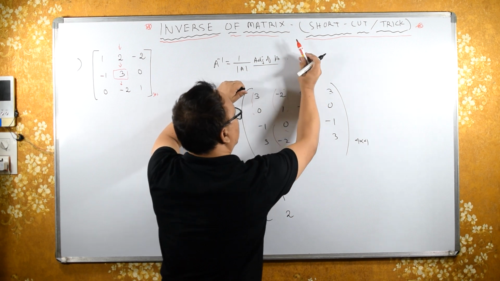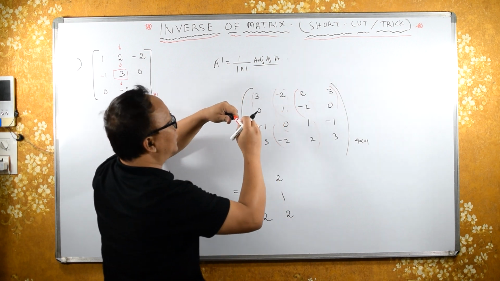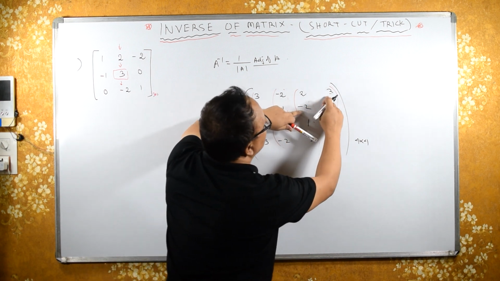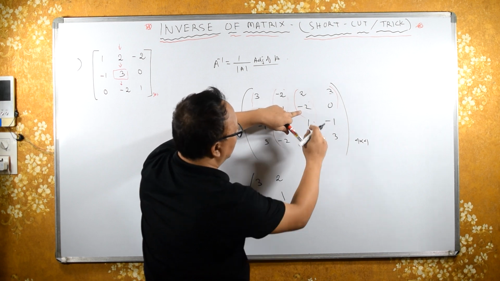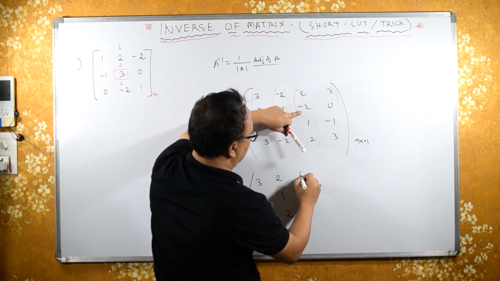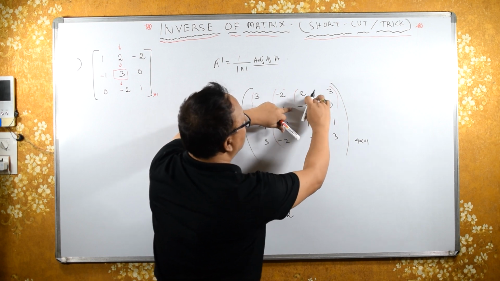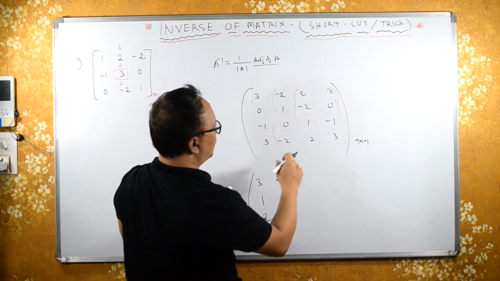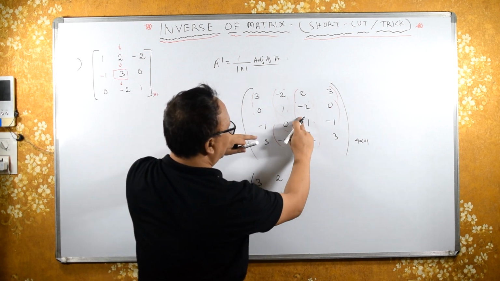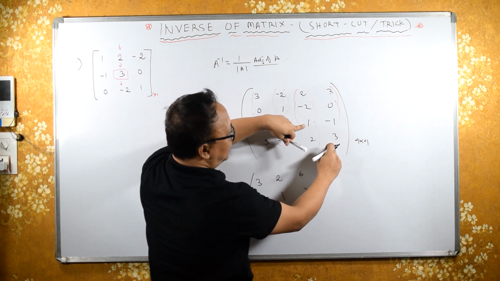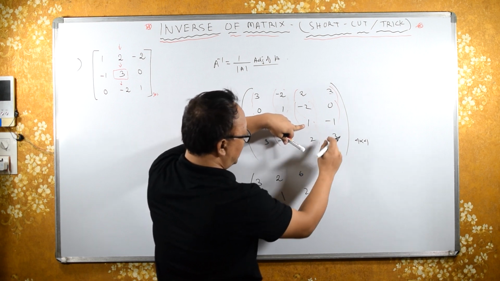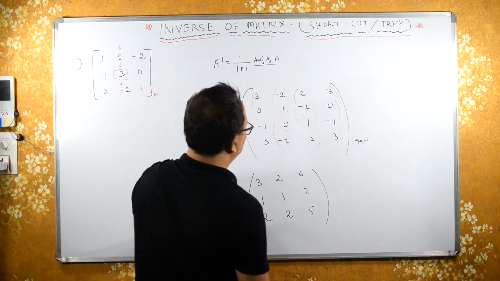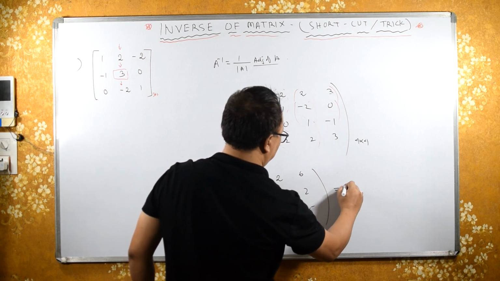Similarly, you consider this. Here 2 into 0 is 0. 3 into 2 is 6. Minus plus 6. Again take this: minus 2 into minus 1 is 2, minus 0. Again, if I consider this, 3 minus minus plus is what? 3 plus 2 is 5. This is what? This is my adjoint.